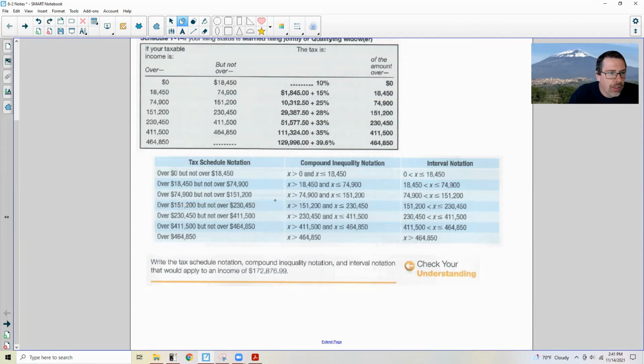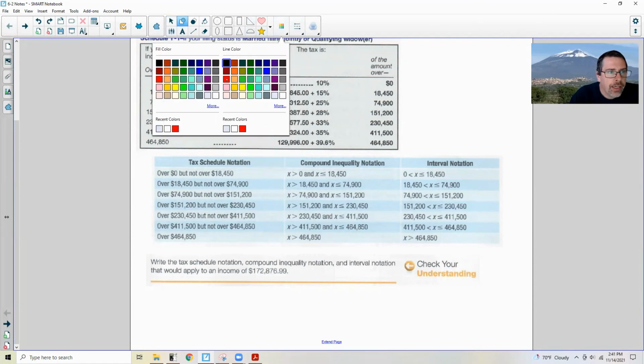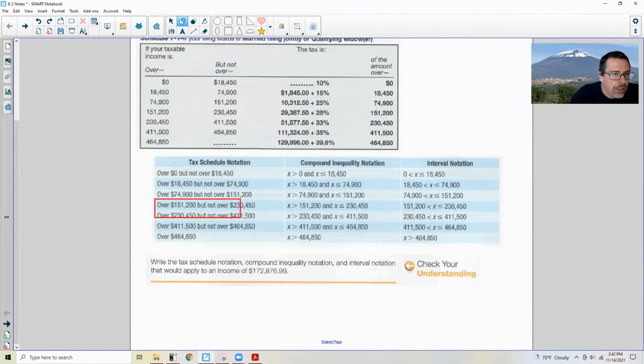Oops, I picked the wrong idea here. So let me switch this. So if I go to box like so, and go like this, and line color red, not fill color. So 172,000 is more than 151, but less than 230. So we would be using this bracket.